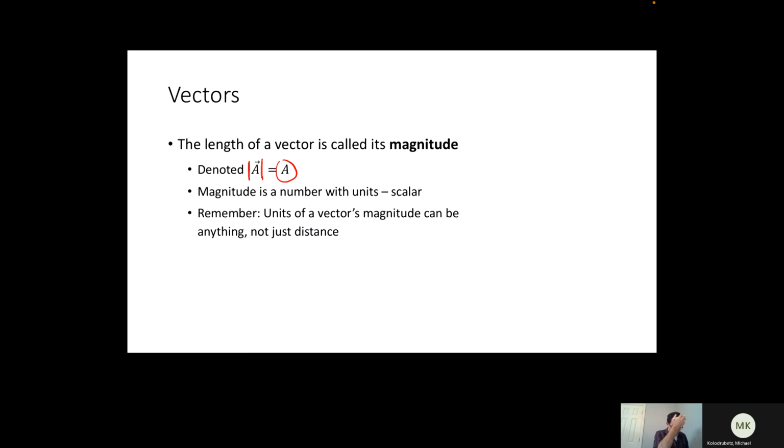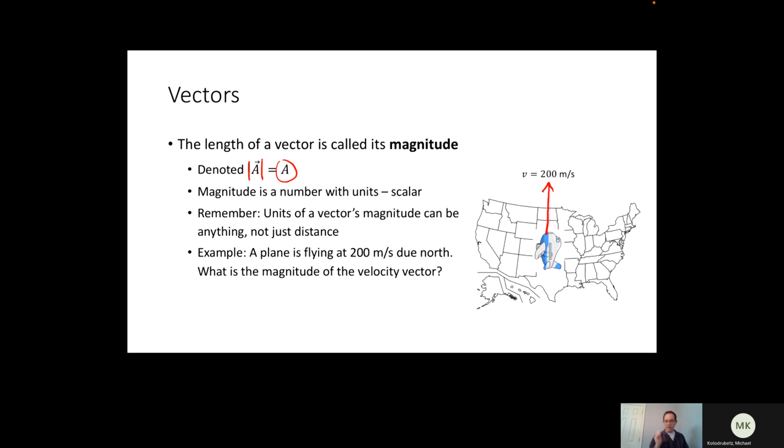So let's take an example of this. Imagine I have a plane that's flying 200 meters per second due north. What's the magnitude of this velocity vector? So the velocity vector is an object with a magnitude and a direction. The direction is due north. The magnitude is just the length of that vector, 200 meters per second.